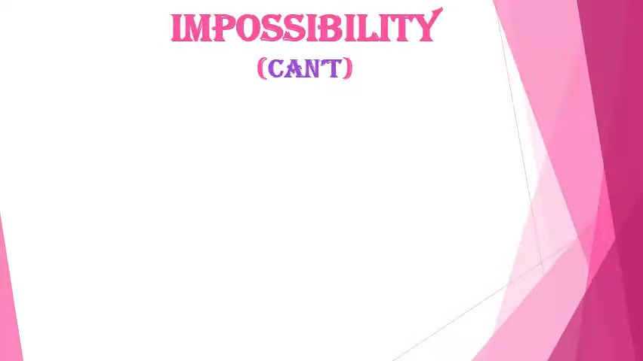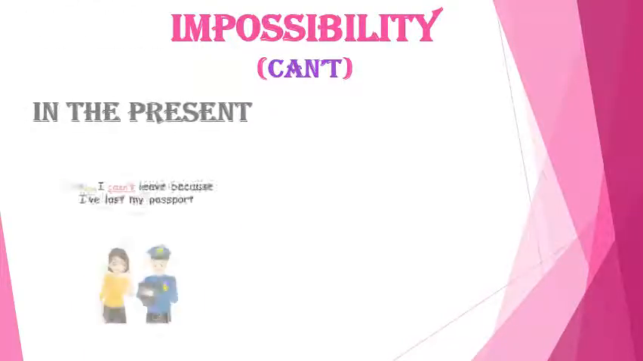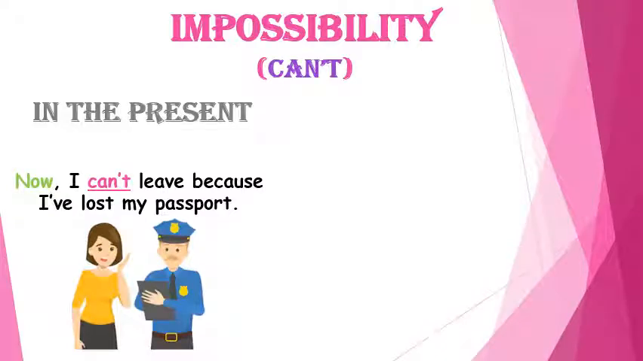Good. Impossibility using can't in the present. Now I can't leave because I've lost my passport. The policeman refuses to let me go through the customer services and go to my plane because I've lost my passport. Now I can't leave because I've lost my passport.